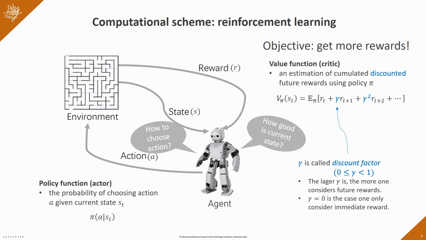So when gamma is large, the value function will consider more about future rewards. Oppositely, when gamma is small, especially when gamma equals 0, the value function only models the current reward.